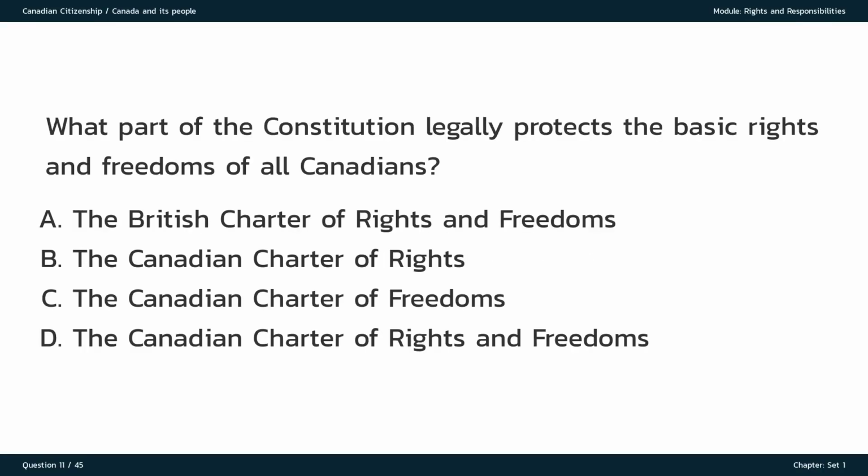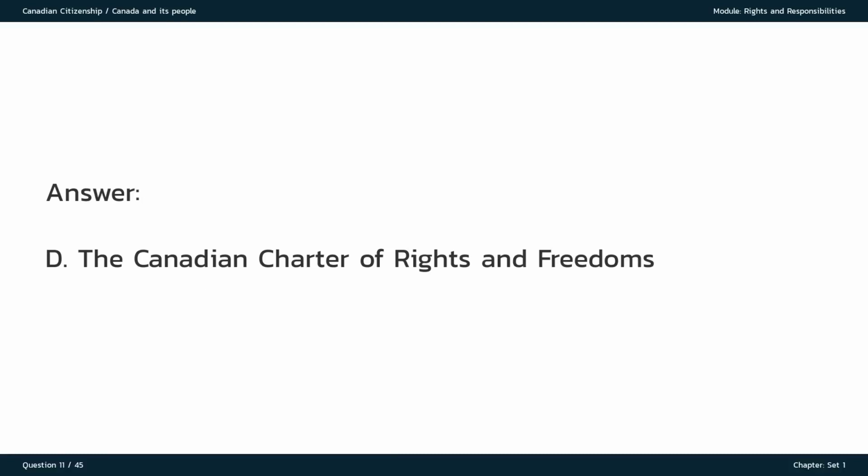What part of the Constitution legally protects the basic rights and freedoms of all Canadians? A. The British Charter of Rights and Freedoms. B. The Canadian Charter of Rights. C. The Canadian Charter of Freedoms. D. The Canadian Charter of Rights and Freedoms. The answer is D. The Canadian Charter of Rights and Freedoms.